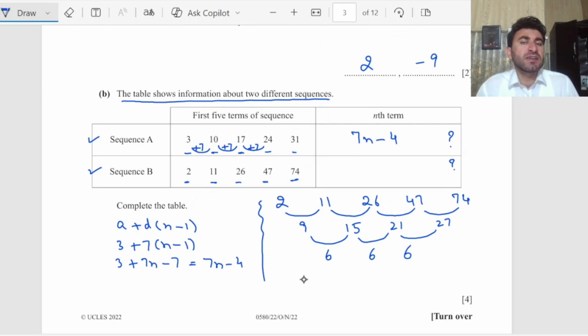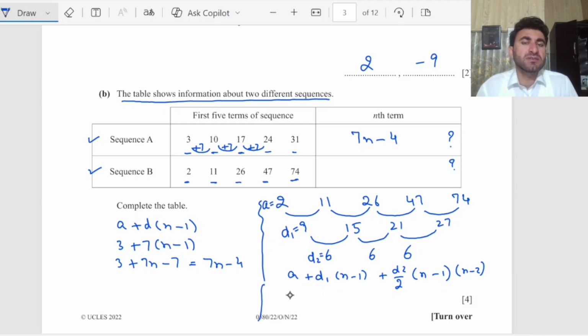In order to find the nth term of a quadratic sequence, I use the formula a plus d1 times n minus 1 plus d2 divided by 2 times n minus 1 into n minus 2. Here a is the first term, which is 2 over here. D1 is the first term of the first difference, while D2 is the first term of the second difference.